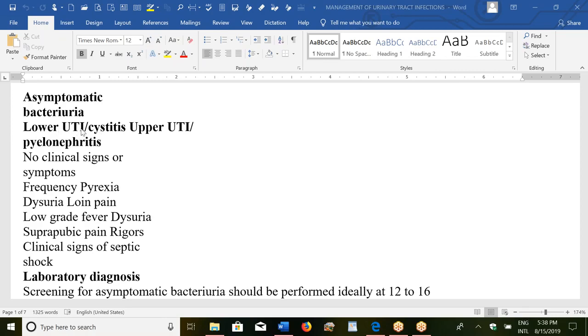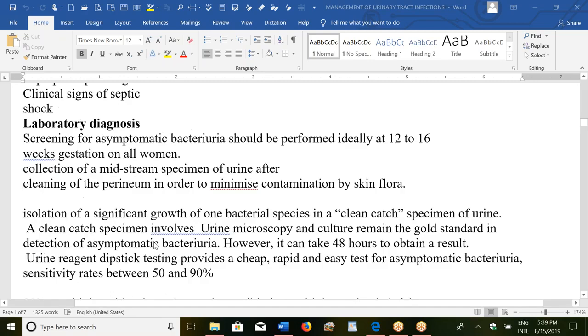If there is cystitis, your patient will have no clinical signs or symptoms, but frequency, pyrexia, dysuria, loin pain will be there. If your patient has developed pyelonephritis, they can have low-grade fever, dysuria, suprapubic pain, rigors, and clinical signs of septic shock if not treated.